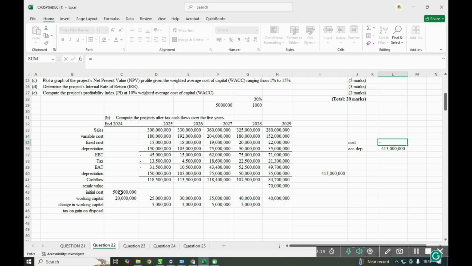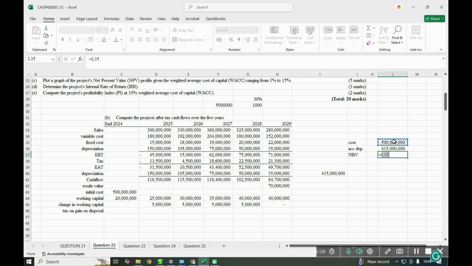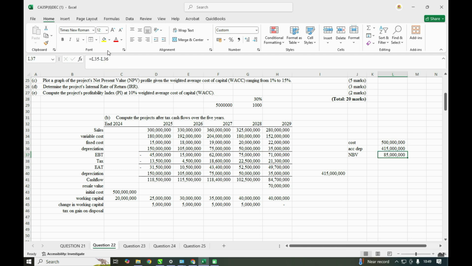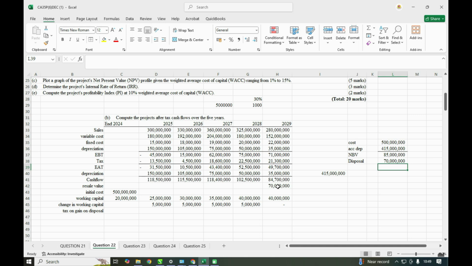Our cost here was this 500,000. So that means our net book value, by the time we are disposing it, was this minus this. It had a net book value of 85,000. And the proceeds from the disposal: we sold it at 70,000.